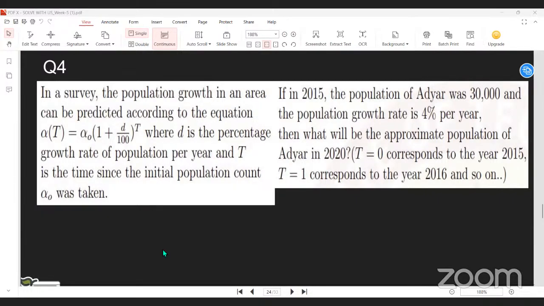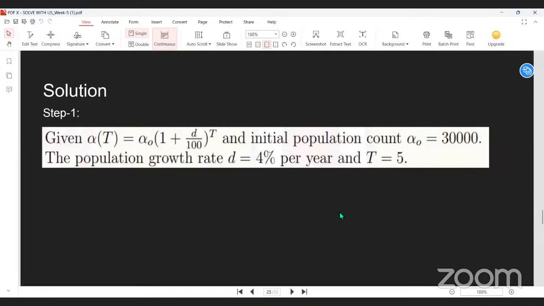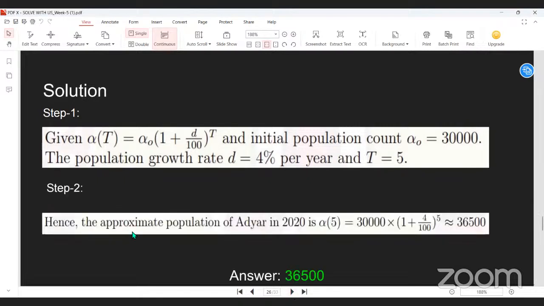Alpha naught will be 30,000 in this case, right? Yes, sir. d equals 4%, right? And t equals 5, right? Everyone got till this? Yes, sir.